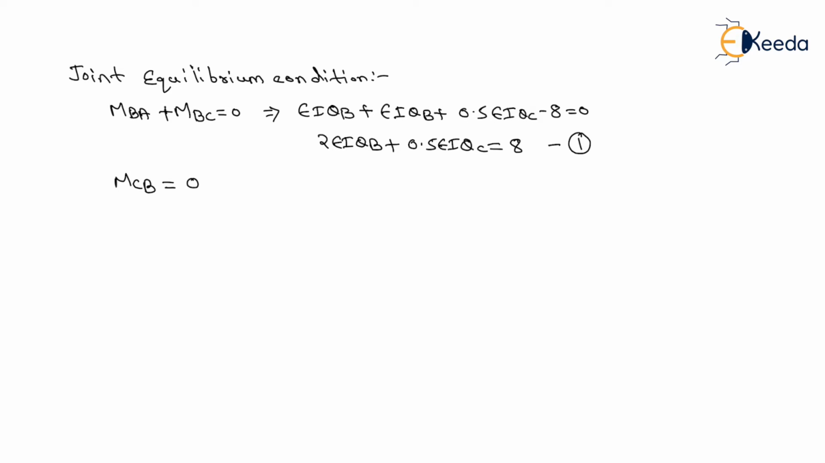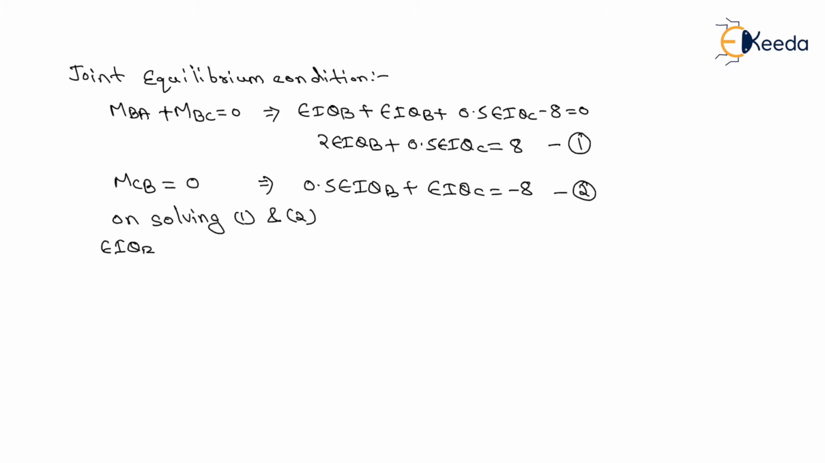Now we will use another joint equilibrium condition, that is MCB is equal to 0 due to the hinge support. So it will be equal to 0.5 EI theta B plus EI theta C. It will be equal to minus 8. That is our second equation. On solving the first and second, we will get EI theta B is equal to 6.857 and EI theta C is equal to minus 11.428. Now we will put this value in MBA, MBC, MCB and all the equations.